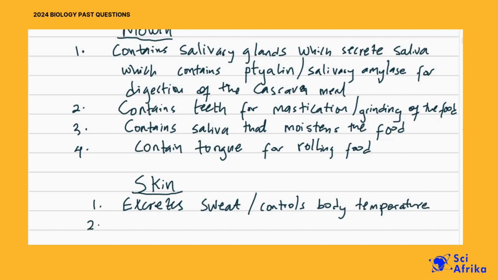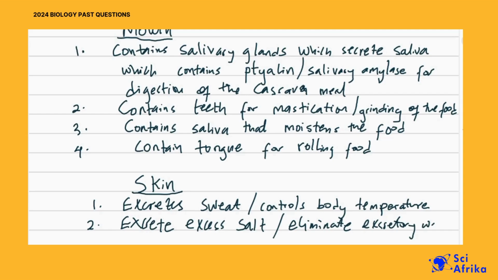We can also write that the skin helps to excrete salt. Since the individual ate a salty groundnut soup, the skin could help us to remove the excess salt in order to maintain osmoregulation. It excretes excess salt. Or we can also say it helps to eliminate excretory waste. Any of these two is correct. So we'll have that for the skin.